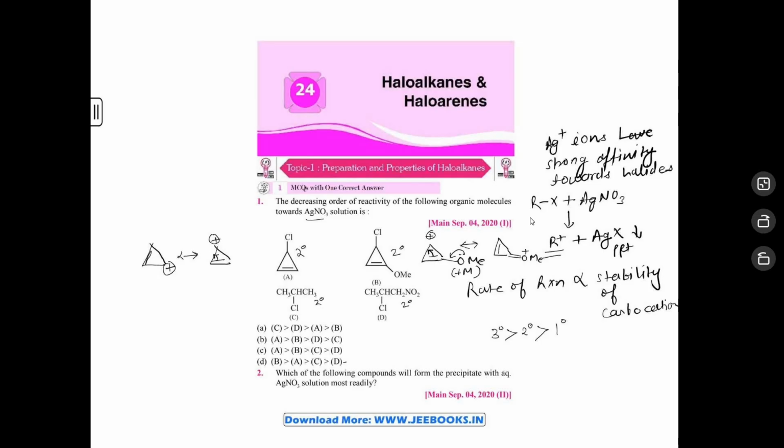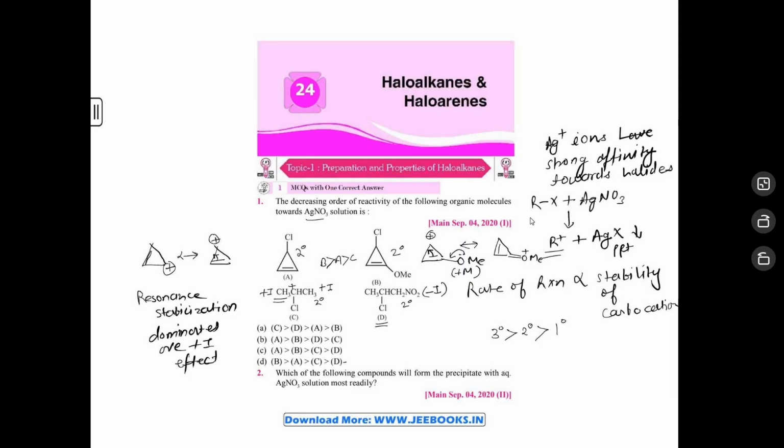Now let's look at C. C will give a secondary carbocation, and it will be less stable as compared to A and B, because resonance stabilization dominates over the plus I effect, and here you have only the plus I effect of the methyl group. Therefore B is more stable, A is less stable than B, and A is more stable than C, and D is the least stable due to the presence of the nitro group, which has a minus I effect.